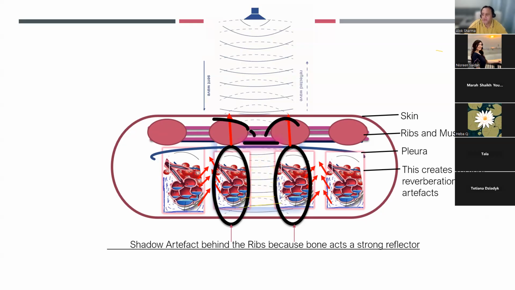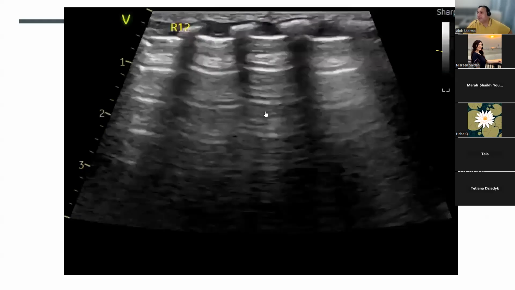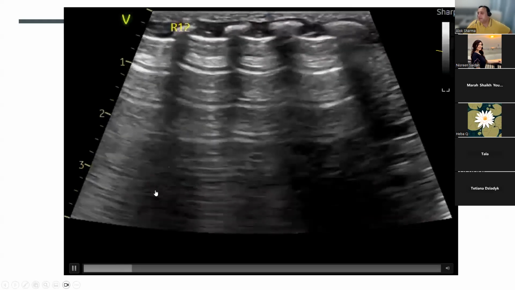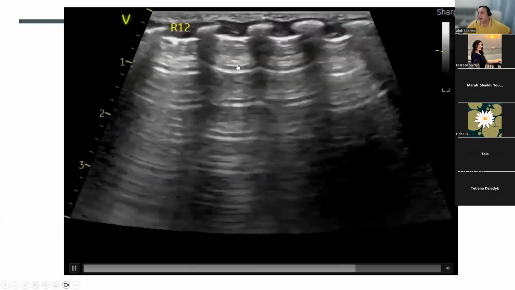These are horizontal reverberation artifacts. So step one, you identify the batwing sign that you can see over here. Once you know you're looking at that, then you're looking to see whether there's an A profile. If it's aerated lung, you're going to get horizontal reverberation artifact. So horizontal reverberation artifact with pleural sliding, after you've identified the batwing sign, basically indicates that you're dealing with normal lung. So this is normal lung.